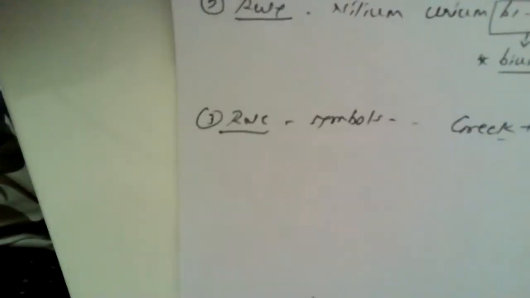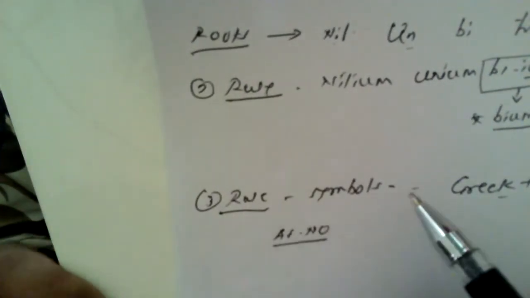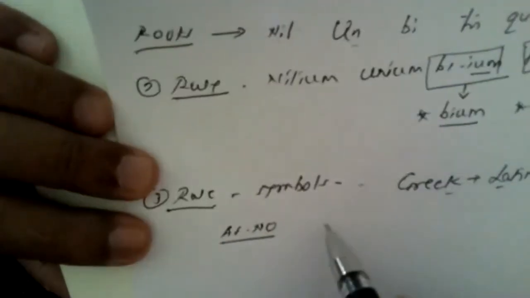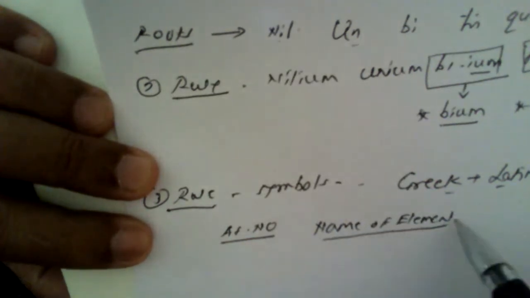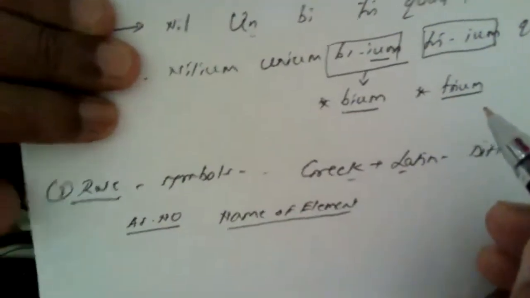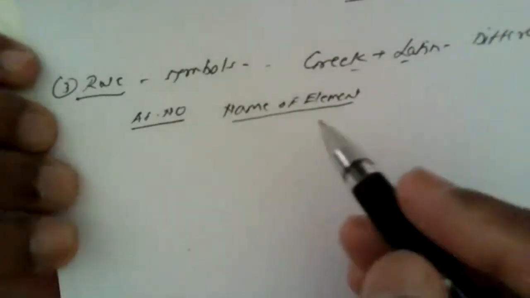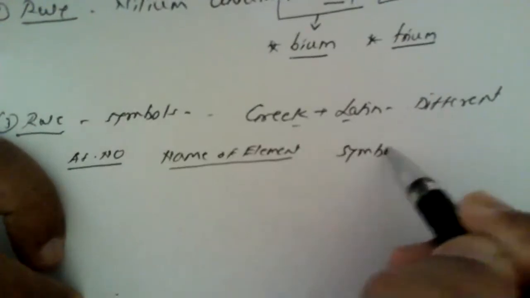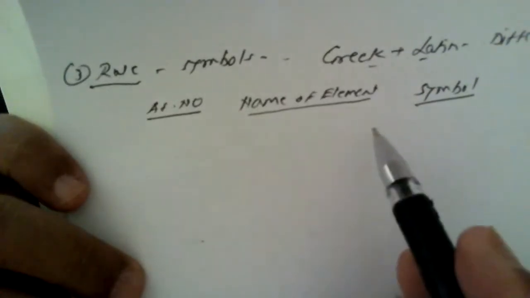For example, if we start naming all these elements, you have to prepare three columns in your notebook. The first column is the atomic number, the second column is the name of the element, and the last column is the symbol. It's very simple, because during the exam you will be given the name of the element and you have to write the symbol, or you will be given the symbol and you have to arrive at the name of the element, or alternatively the atomic number. So I think you have prepared these three columns: atomic number, name of element, and symbol.